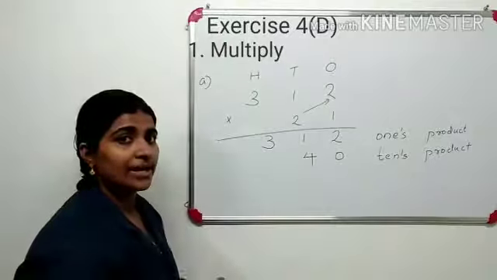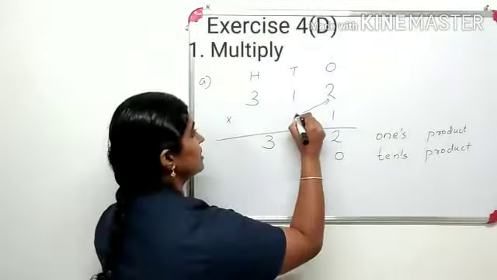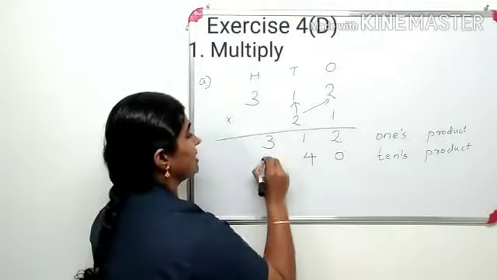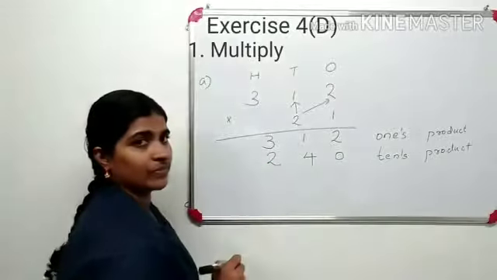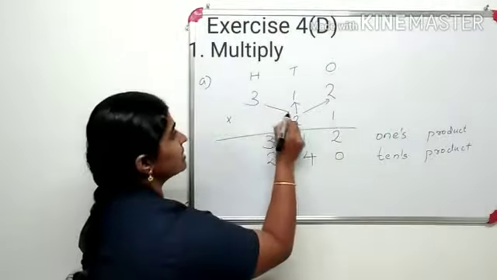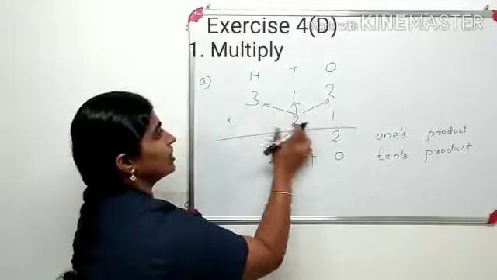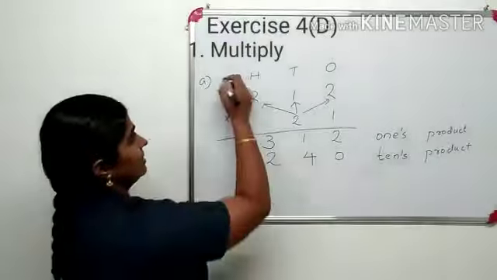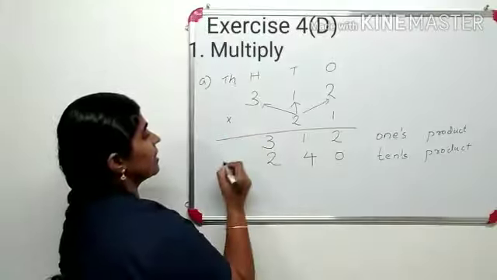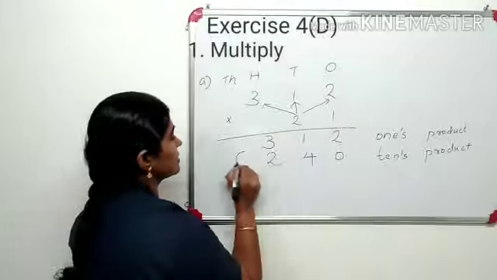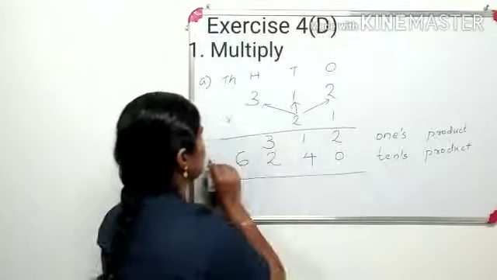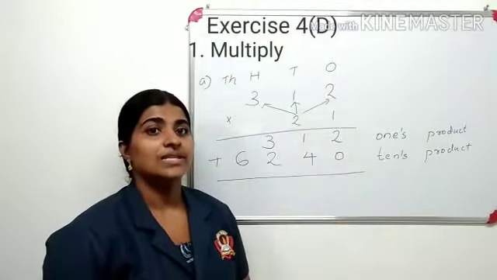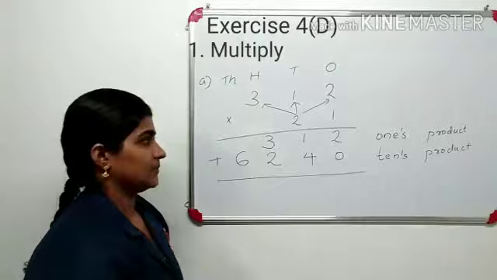Then we multiply 2 with the tens digit, that is 1 twos are 2, and that is in hundreds place. Then we multiply with the hundreds digit. So 3 twos are 6, and 6 is in which place? Yes, thousands place. We are writing that in thousands place. And we are going to add the ones product and tens product.